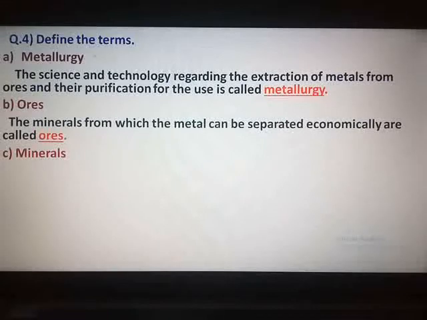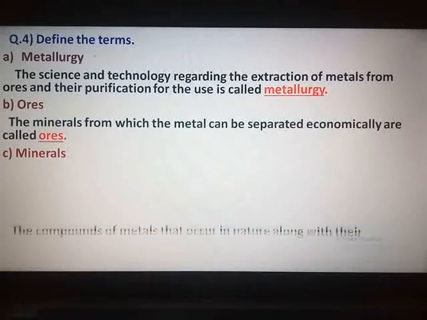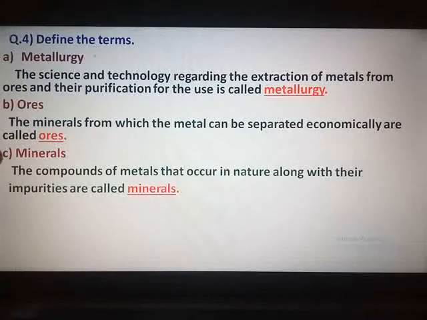C, minerals. Answer on page number 99, second last line: The compounds of metals that occur in nature along with their impurities are called minerals.